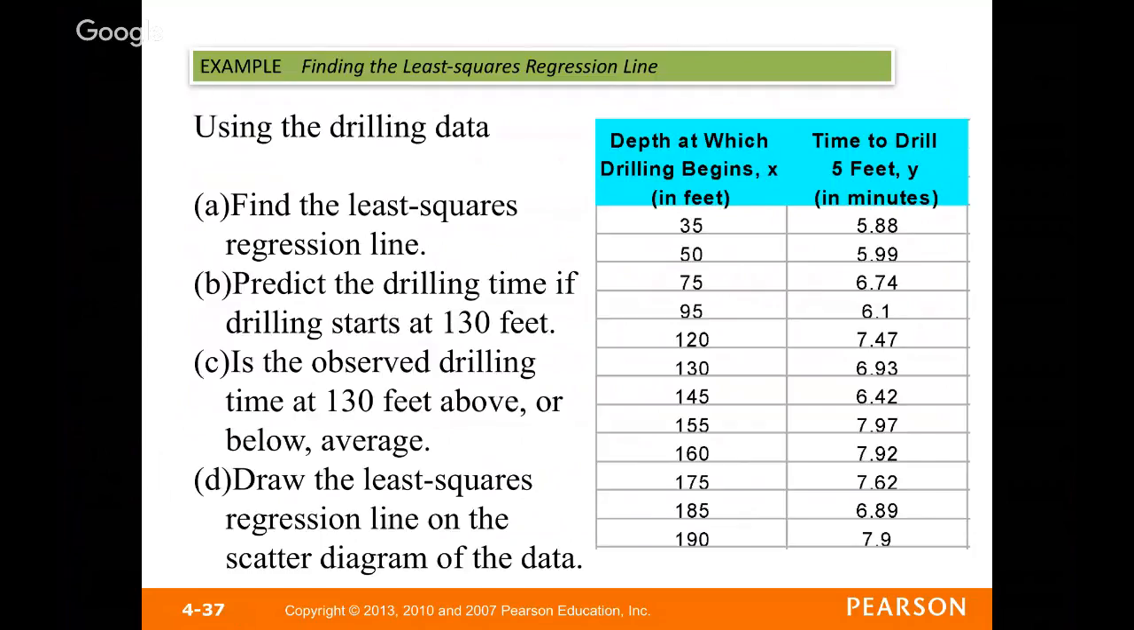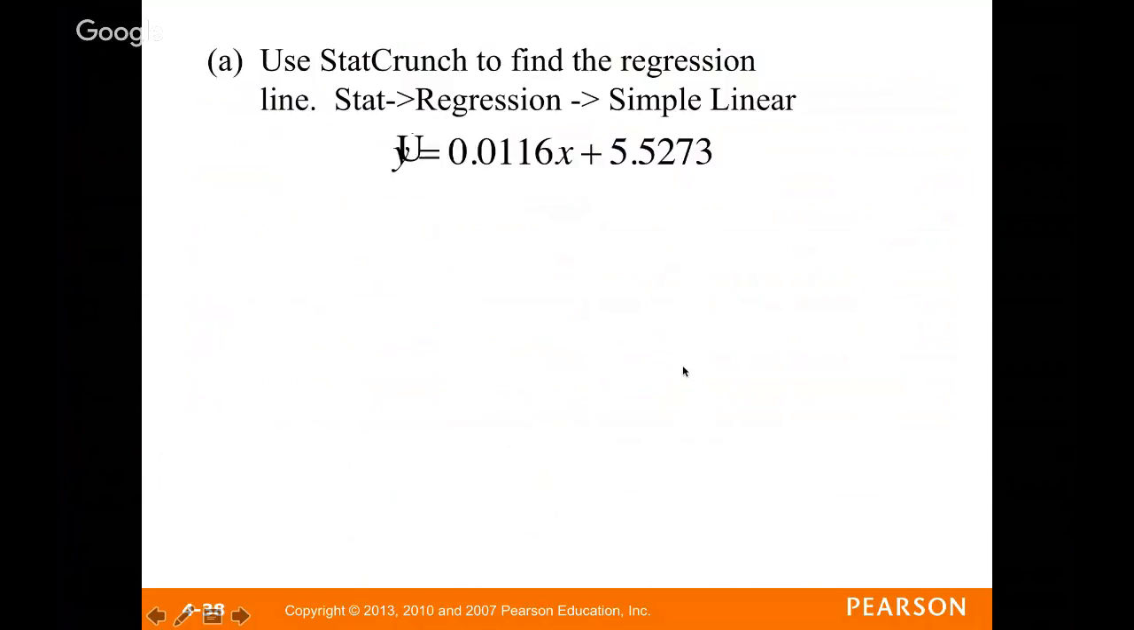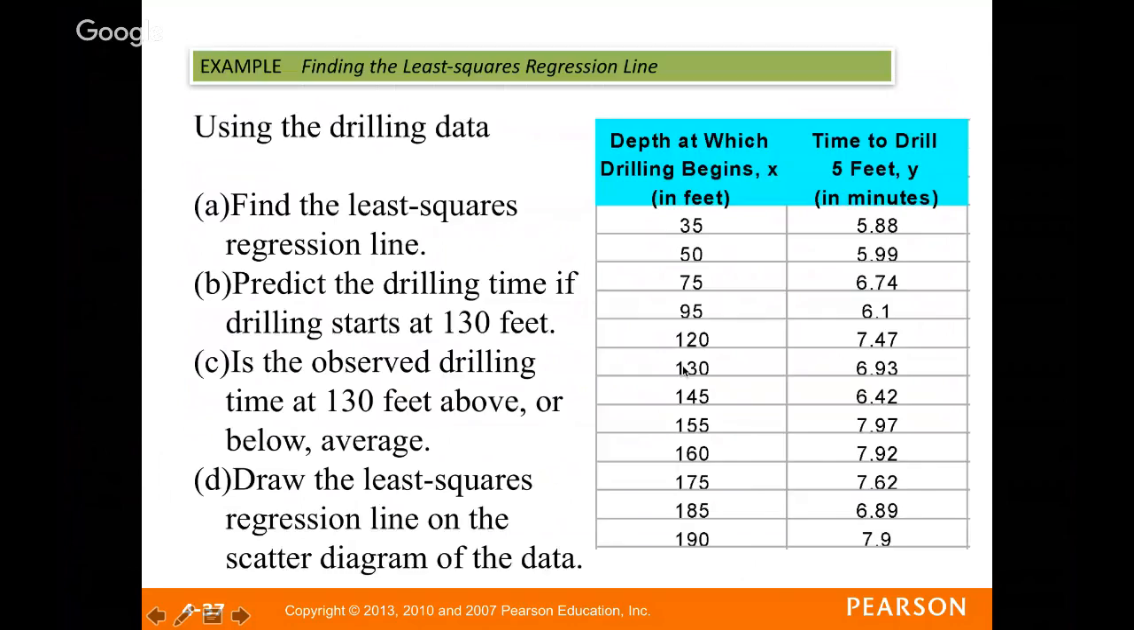So is our actual point, this point right here, if you can see my mouse, above or below what our best fit line says it would be? And again, we're looking at the depth. So how deep are we under the earth when we drill? How long in minutes does it take us to drill an additional 5 feet?